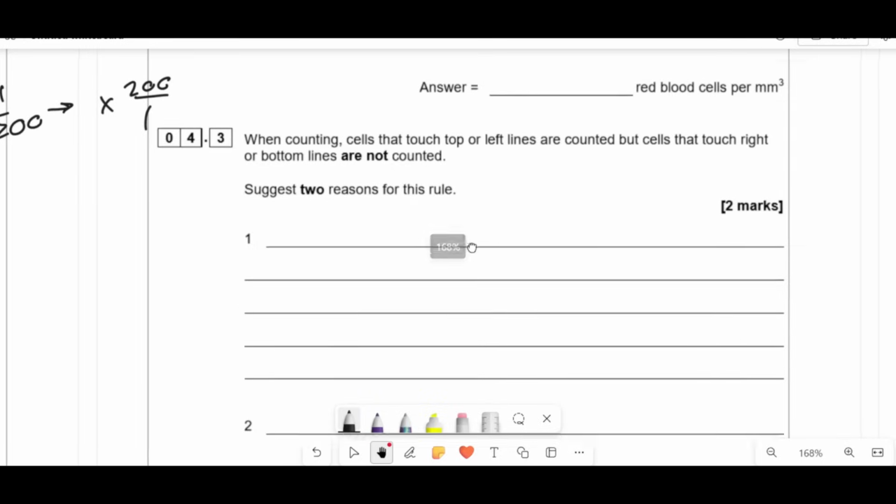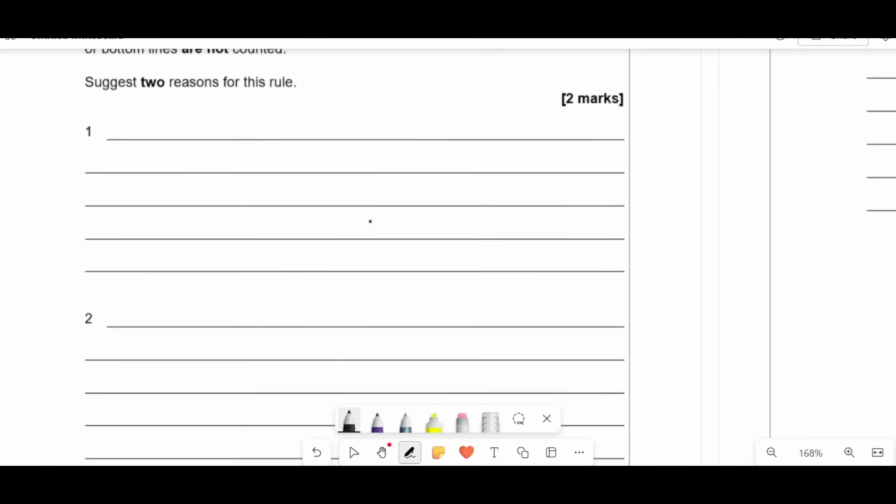Imagine if you decided to count top left and others didn't, and others did and didn't. You're just going to get inconsistent results. So it's so that you can have consistent results immediately. Because if you have consistent results, it means that every count can be relied on and can be compared because we're all following the same rules.